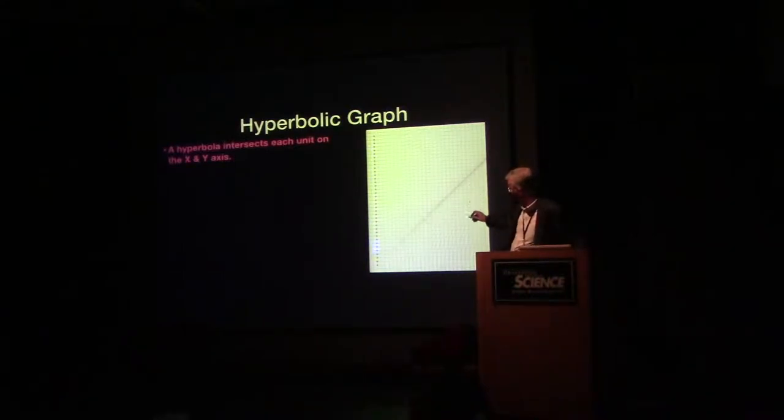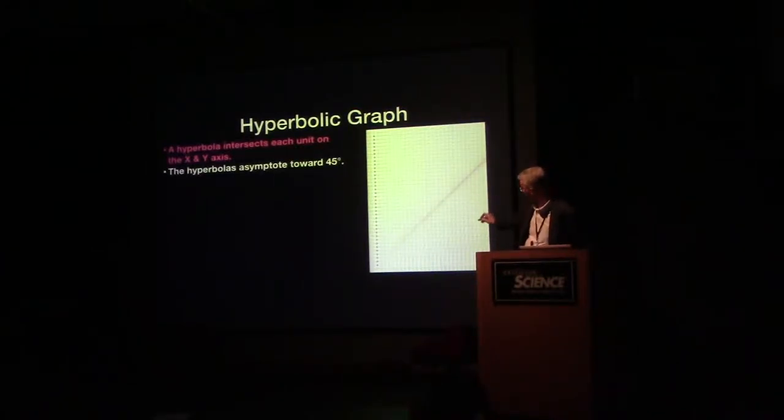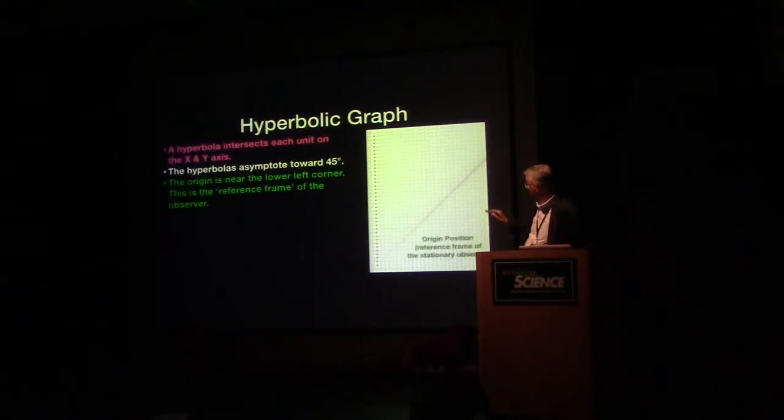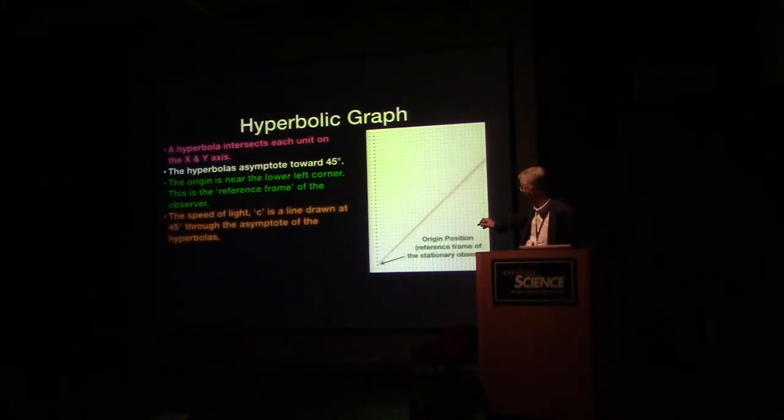But here are a series of hyperbolas going through. And they asymptote toward this 45 degree angle. That's the asymptote there. Asymptote, for a refresher, means they get incredibly close without ever actually touching. The line never truly goes flat. So we'll put an origin point here. That'll represent our stationary observer. C is this orange line. That is the speed of light. So if you can travel the speed of light, you are moving along your orange line.